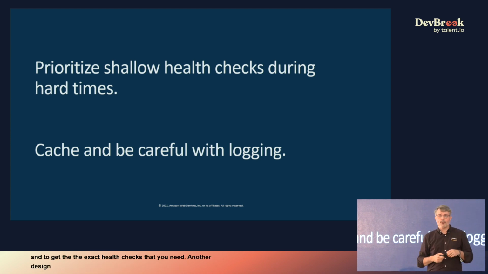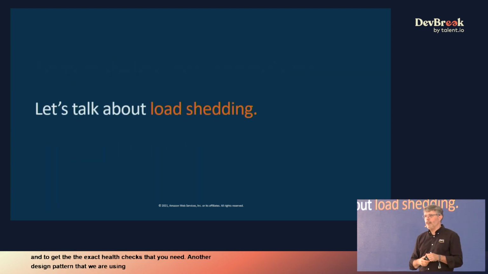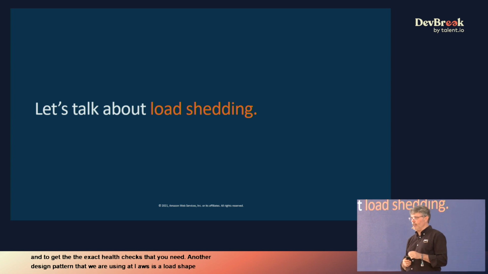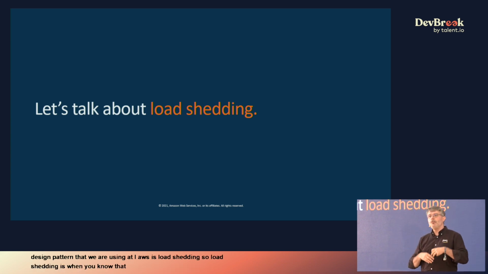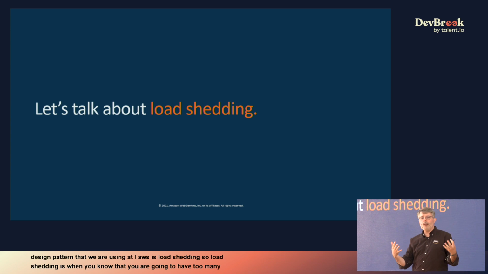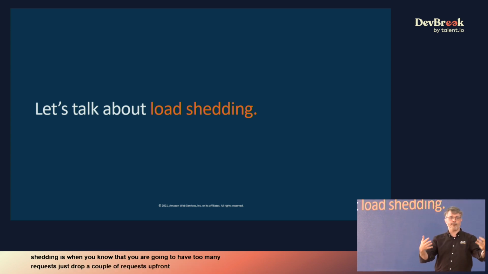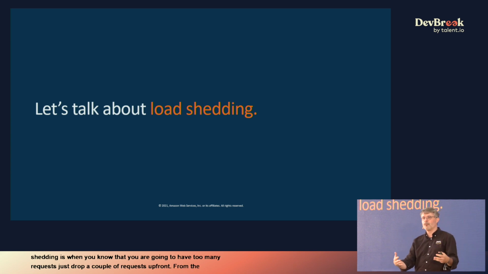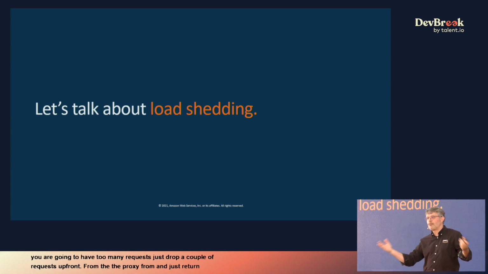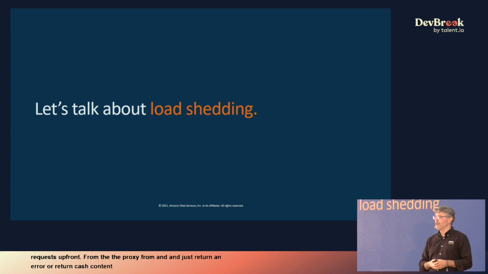Another design pattern that we are using at AWS is load shedding. So load shedding is when you know that you are going to have too many requests, so you just drop a couple of requests up front from the proxy, and just return an error or return cached content or hard-coded content for a couple of customers. Let me explain that.